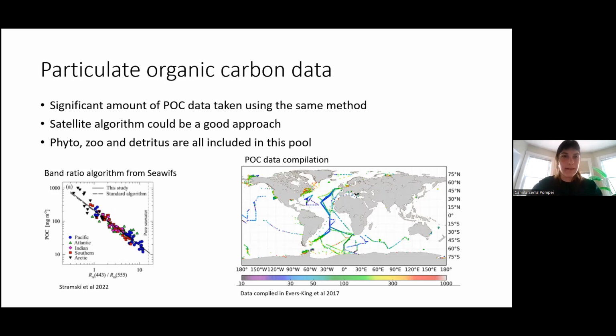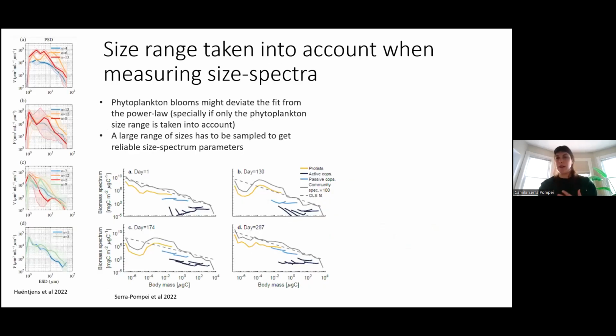And regarding size spectra, we also have size spectrum data. But the problem is that many studies can take size spectrum parameters or measure size spectrum at different ranges. This is something I was just showing in our paper, for example. This is in the same location, just different times of the year, and I think it was in the North Atlantic.